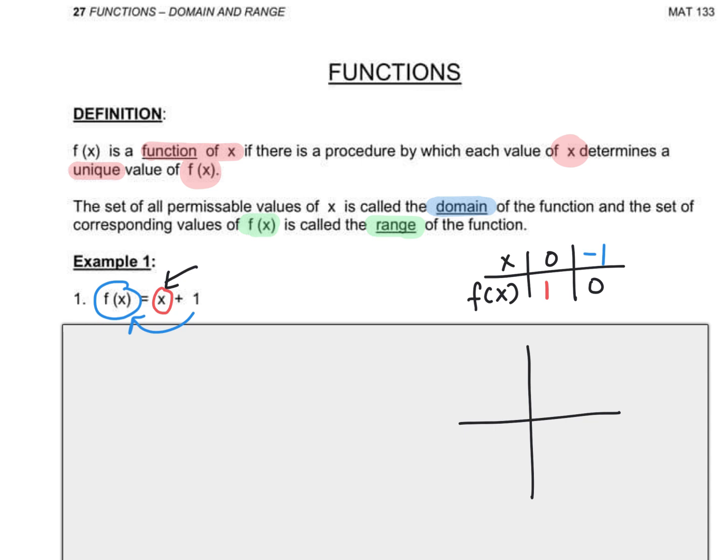Now let's plot the values. It is x is 0, f(x) is 1, so it should be here. And then you have f(x) 0 and x negative 1, and here is 1. So this is the graph. We can connect these two coordinates. So this is the graph of x plus 1.